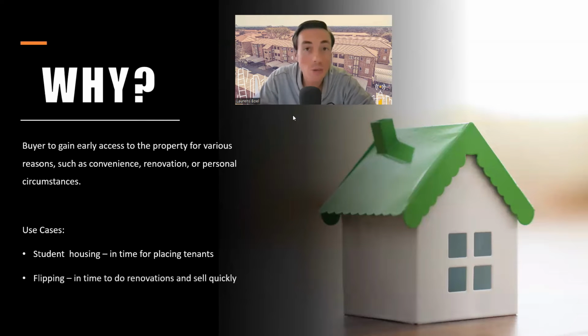The other use case was when I did flipping. I wanted to make sure that I got into the property as quick as possible, did all my renovations so that when transfer happened, I could already put it back onto the market to resell and have a quick turnaround time.